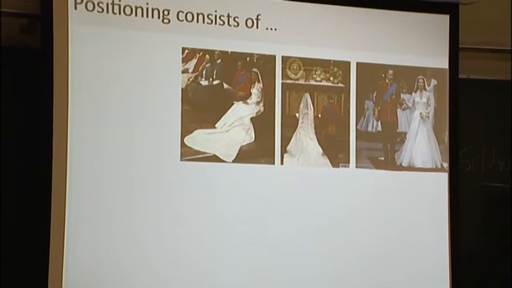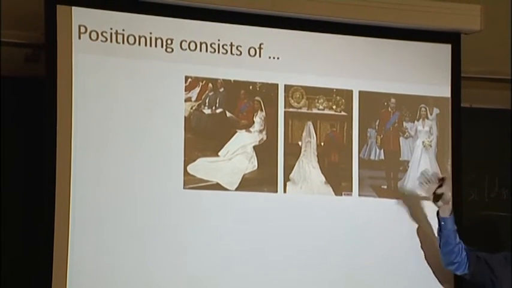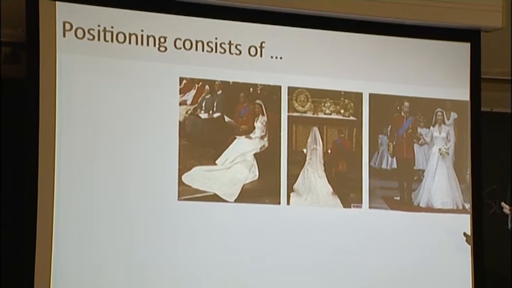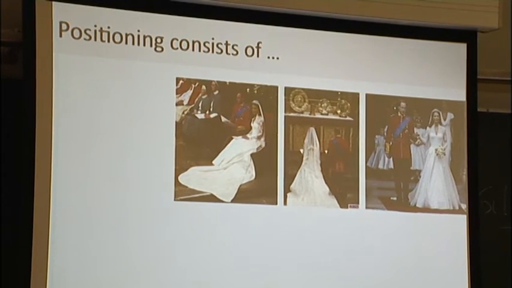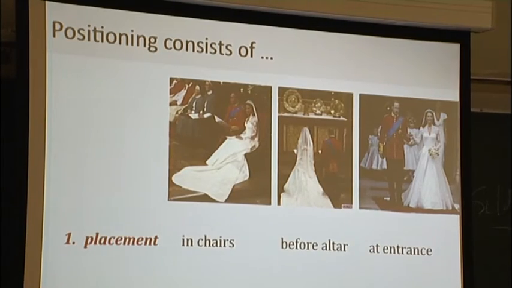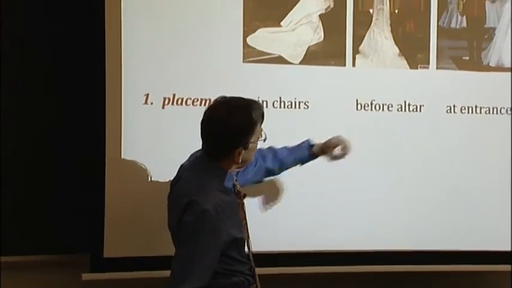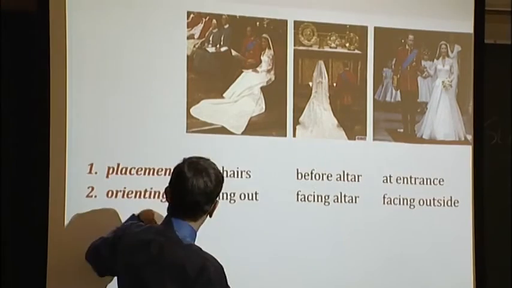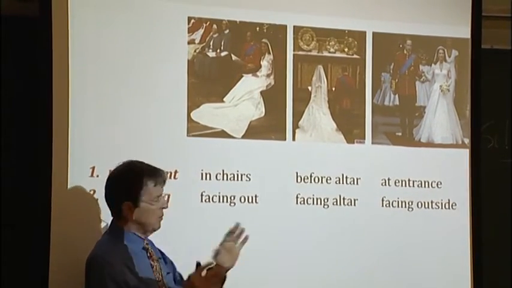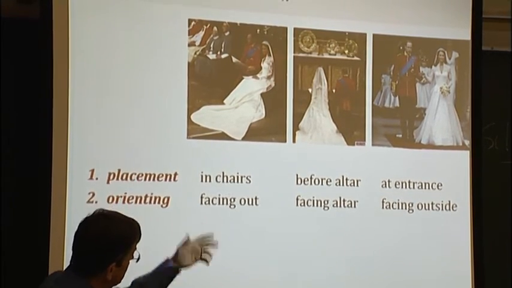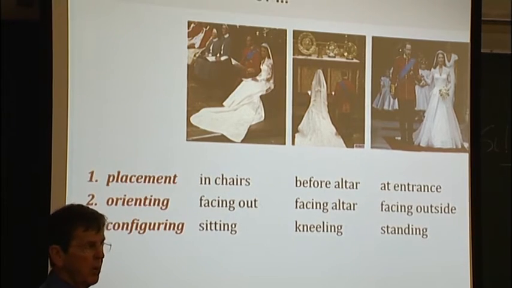Positioning is what I'm really going to talk about, and I've had this theme all week of the wedding between these two people here. Again, that was for Nils. They are William and Kate, but here we have three different places that we see in their wedding. If we think about the placement, what they have done is they place themselves in chairs or before the altar at the entrance. These are very important parts of the wedding ceremony. But they have oriented themselves in particular ways, that is, facing out, facing the altar, or facing the outside there at the entrance. And they have configured their bodies in particular ways.